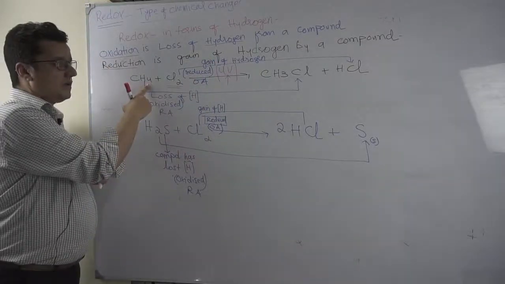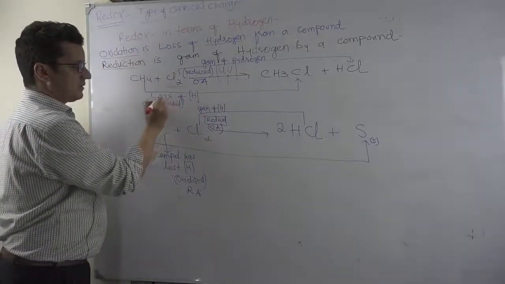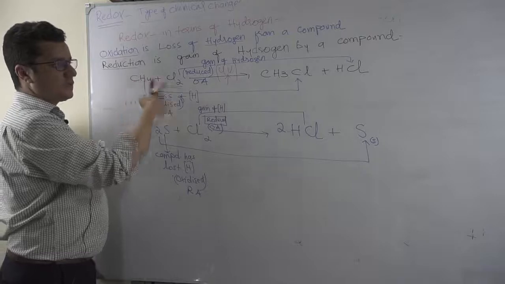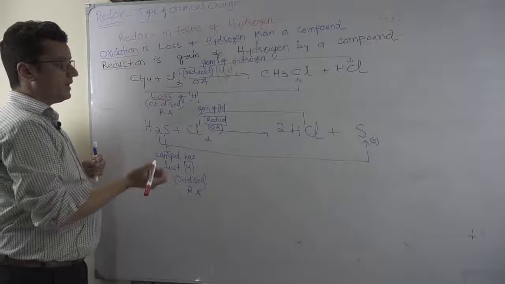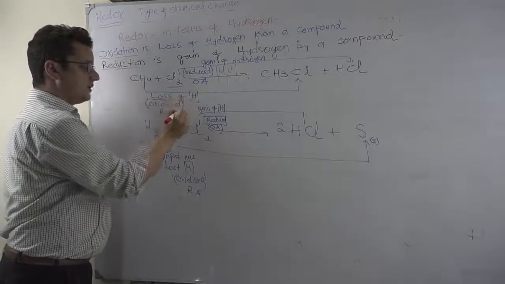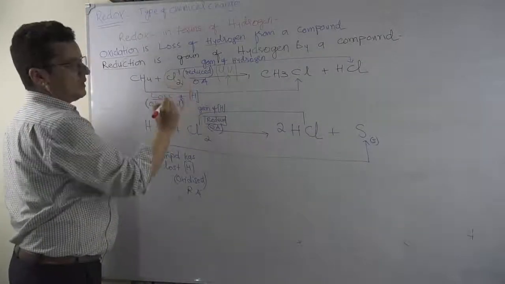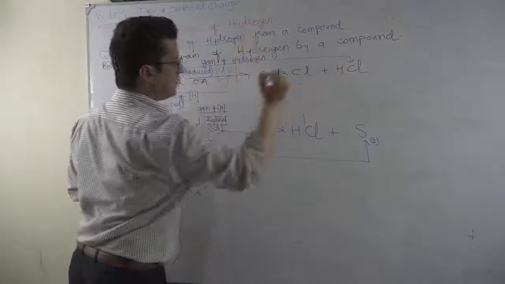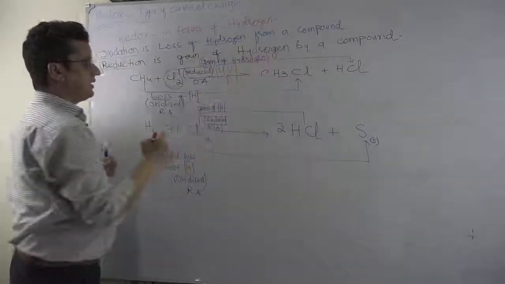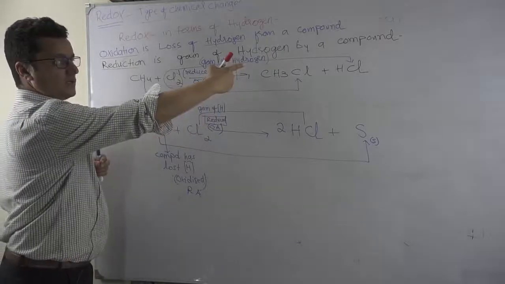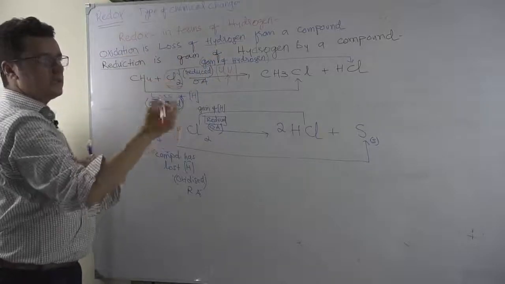You can see this compound has lost hydrogen, CH4 to CH3Cl. By the definition, it is oxidized. And chlorine has gained hydrogen to turn into HCl. I said gain of hydrogen. This compound has lost hydrogen, and this has gained hydrogen. Redox is a coupled reaction: one substance is oxidized, the other is reduced.